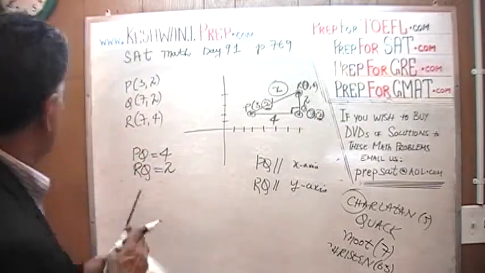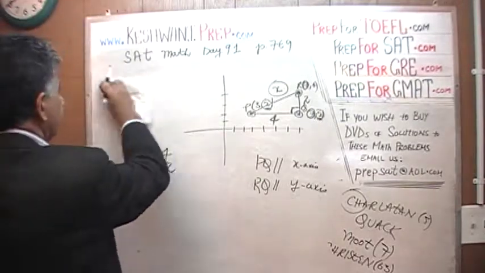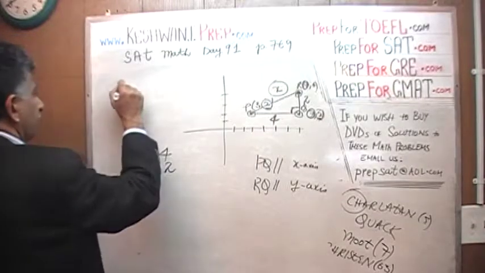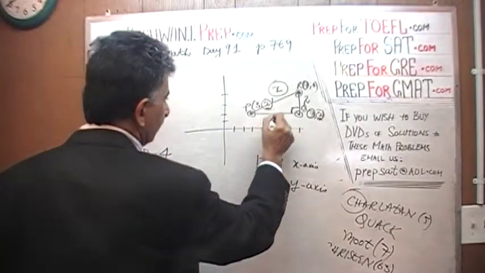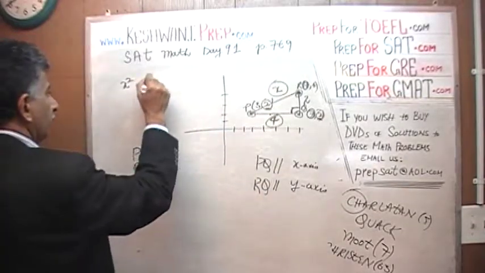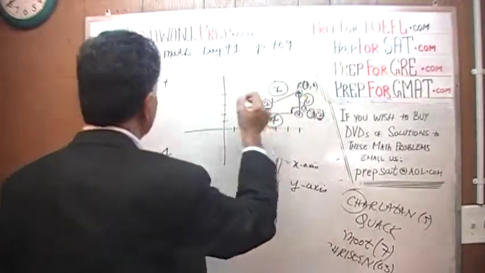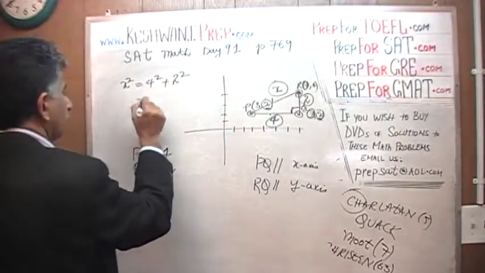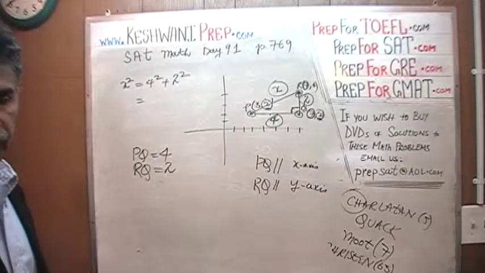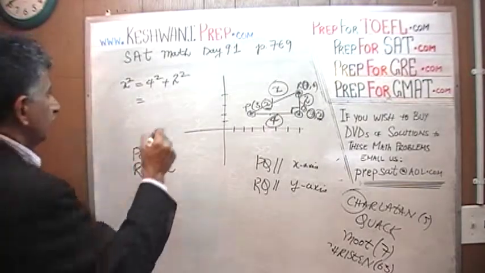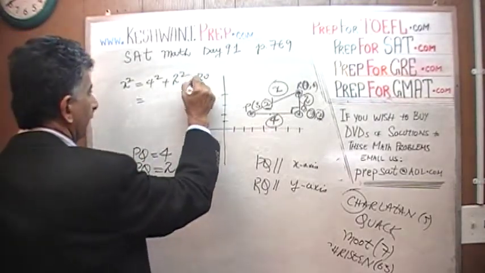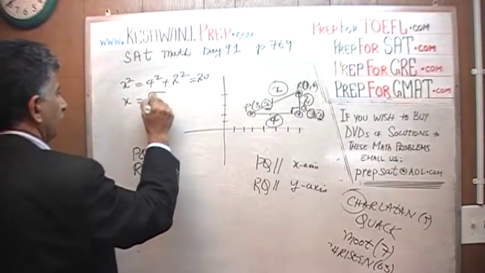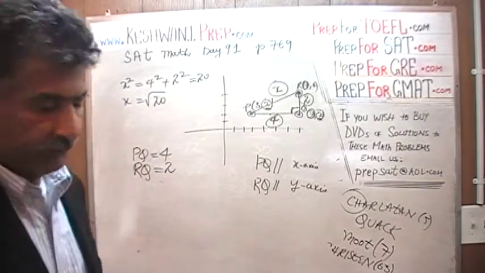Let's do it, shall we? Let's do it on the top here. So x squared, which is hypotenuse squared, equals the square of this side, which is 4, plus the square of that side, which is 2. 4 squared plus 2 squared is 16 plus 4, which is 20. So this equals 20, and therefore x equals square root of 20. There you go, we're done.